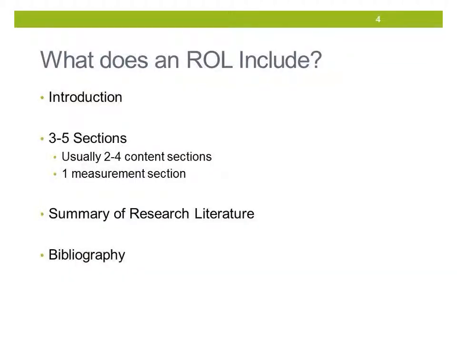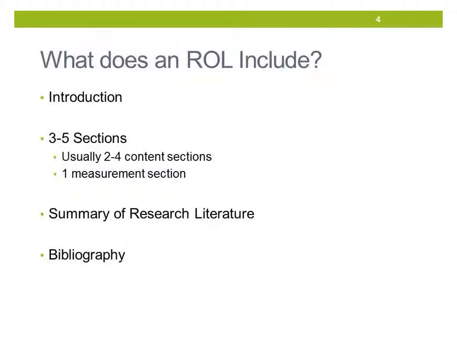So when I say ROL, what I'm referring to is a review of literature. What does a review of literature include? It includes an introduction, which is usually about 2 to 3 pages, 3 to 5 content sections, usually 2 to 4 content sections and a measurement section. We'll talk about those. A summary of research literature. Sometimes I just see this called summary, sometimes it's called summary of research, sometimes it's called summary of literature, and then finally the bibliography.